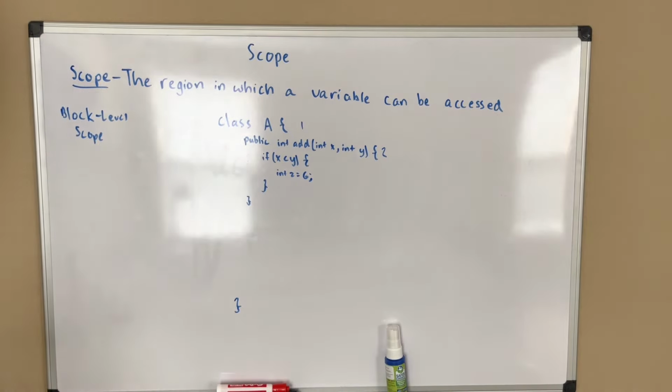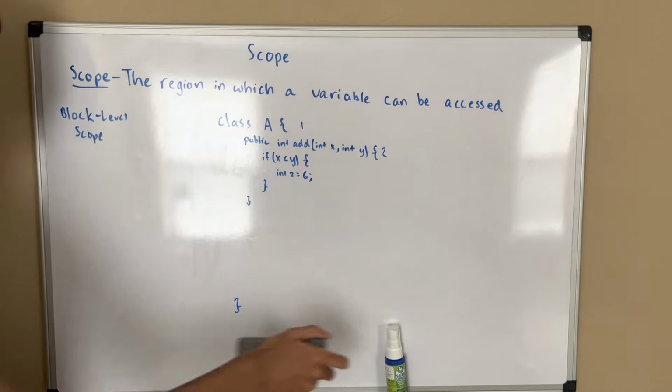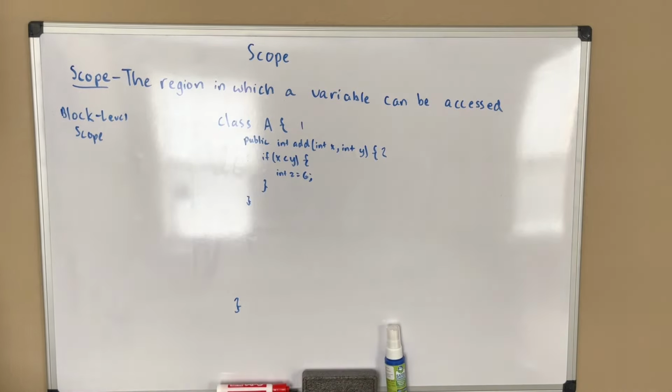And that's it. Those are the main 3 types of scopes: class level scope, method level scope, and block level scope. Remember that scope just means the region in which a variable can be accessed. Class level scopes are just variables defined in a class, and they can only be modified within that class. If you try to modify in another class, you're going to get an error thrown.